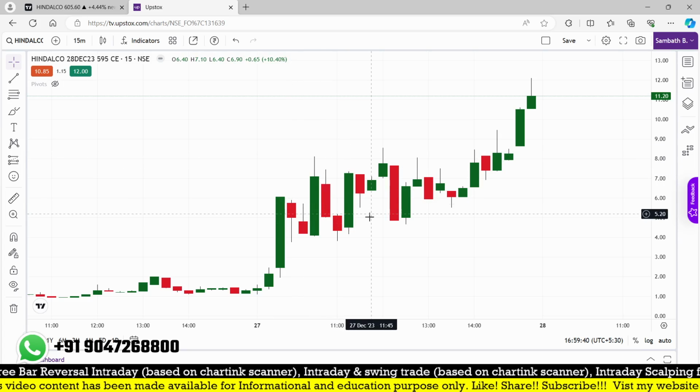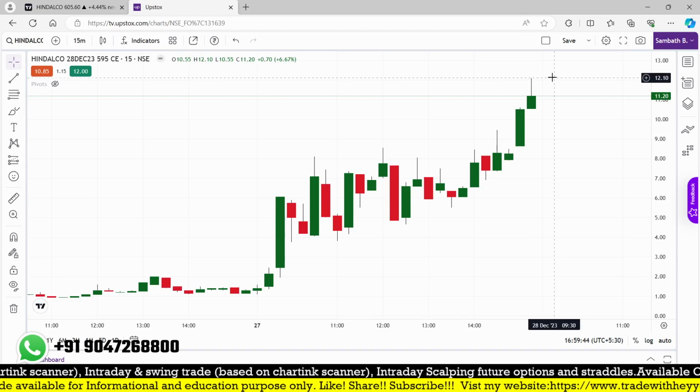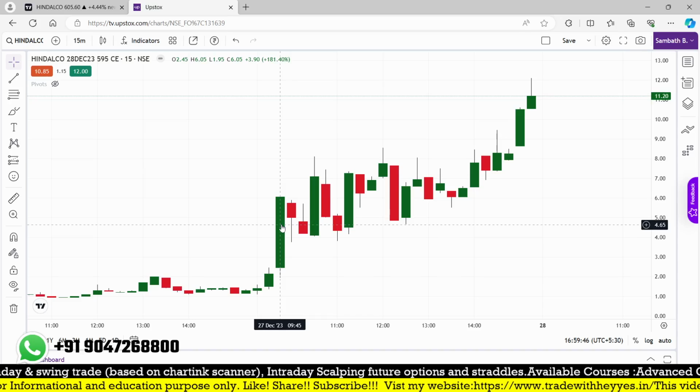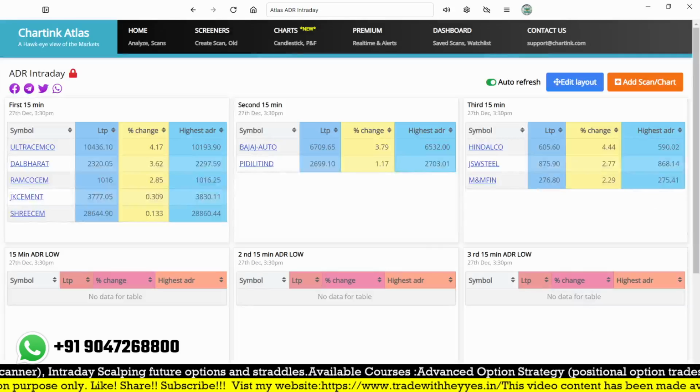It went up to 8, and again it came down to 3.85. Finally closed by 12. So that is a good opportunity where it has happened in the risk, which you need to decide whether it is going to take or not based on the pattern.